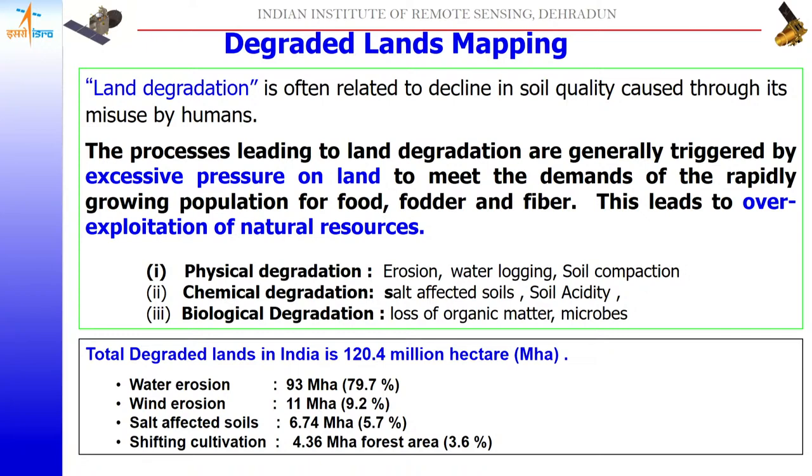And shifting cultivation in the northeast region, because people are using faulty practices of shifting cultivation there, is around 3.6% of the area, which is facing a severe water erosion problem. So can we map these degraded lands using remote sensing data?